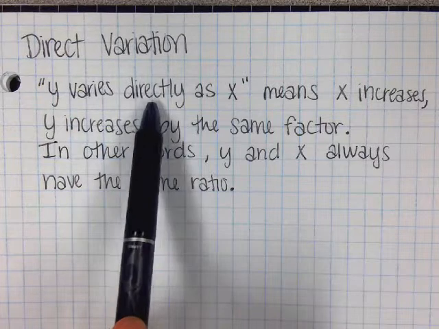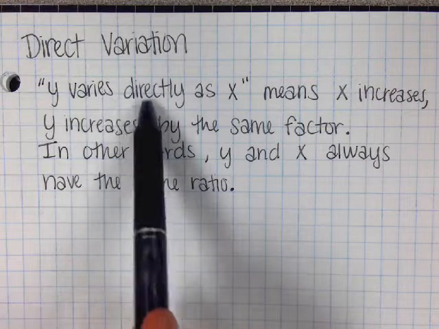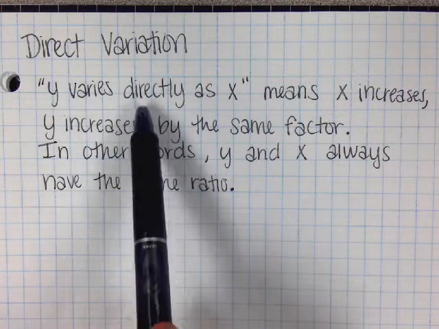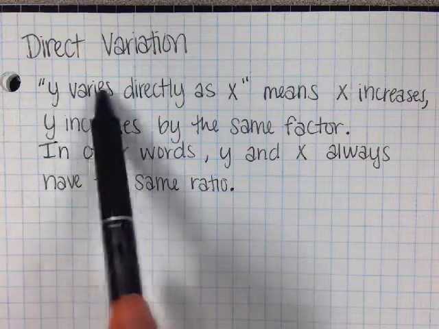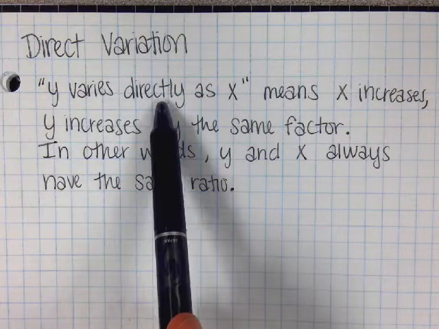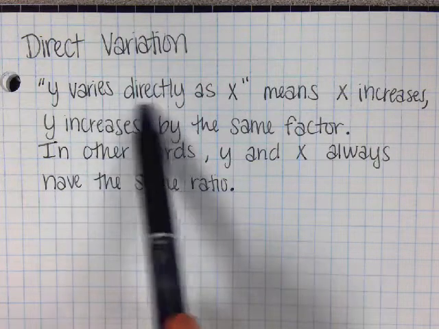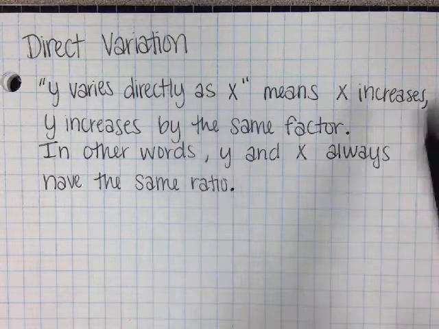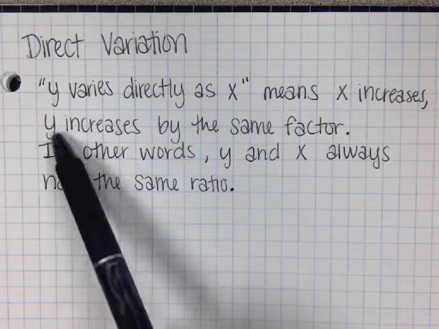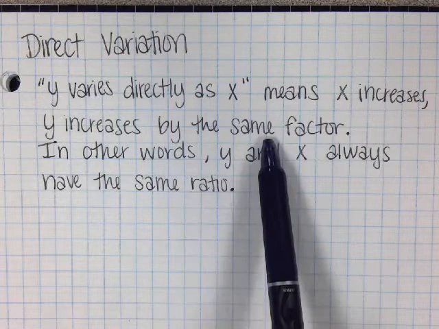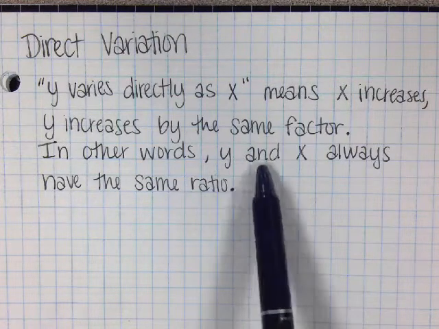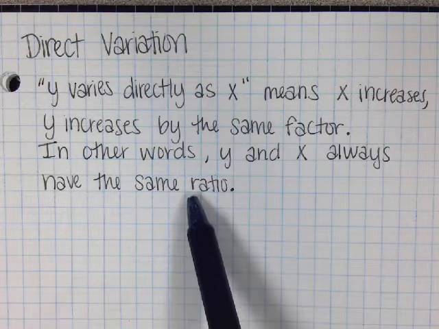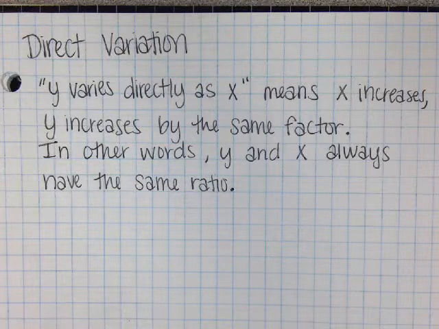The next video that you're going to see, not today's, is inverse variation, and it would say y varies inversely. Again, we'll talk about that when we get there, but you always want to look for directly. So y varies directly as x, and that just means as x increases, y increases by the same factor. y and x always have the same ratio. So remember, a ratio is just something over something else.